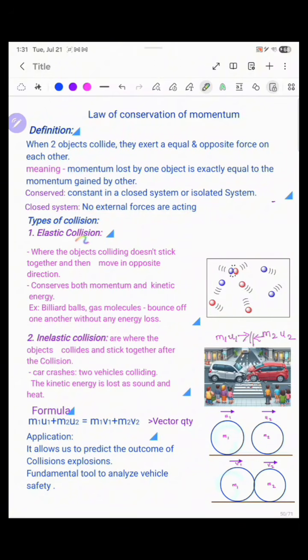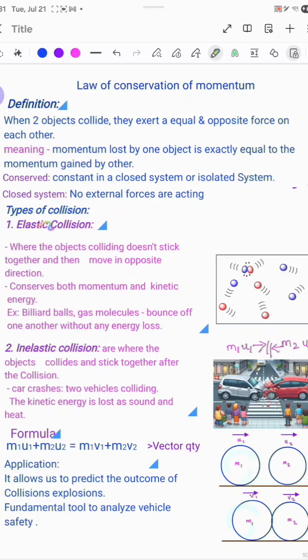There are two types of collision. One is elastic collision, where two objects collide and then move in opposite directions, bouncing off in the other direction. Here the momentum and kinetic energy are conserved, nothing is lost. Right? This is an elastic collision. Think of gas molecules or billiard balls. They both come and hit each other, and after collision they move in separate ways.